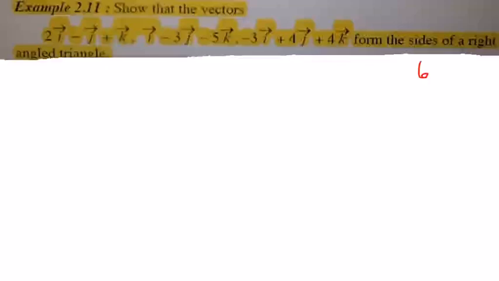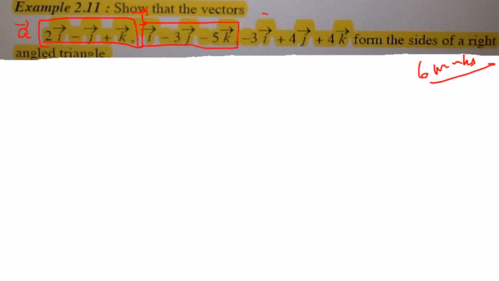So this is typically a 6 marks question, and you've been given 3 vectors and you have to show that they form the sides of a right angle triangle. So what I'm going to do is I'm going to say let A vector be equal to this, B vector be equal to this, and let C vector be equal to this. So we now have 3 vectors A, B and C.